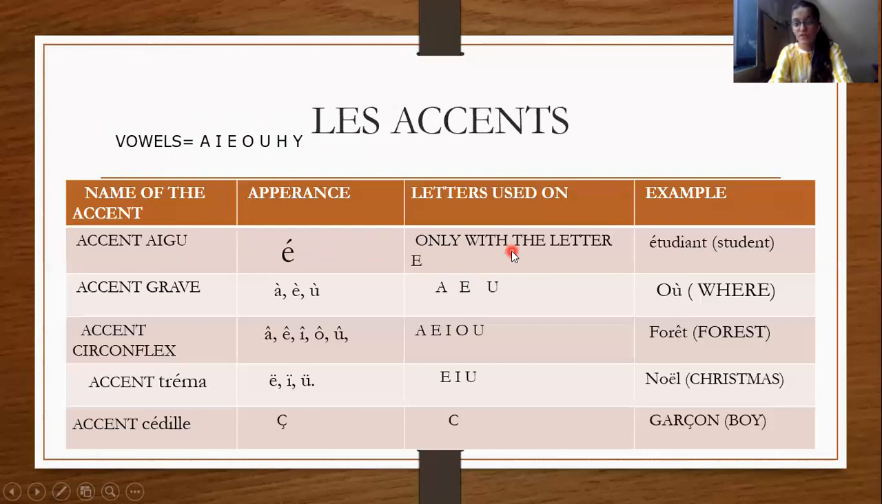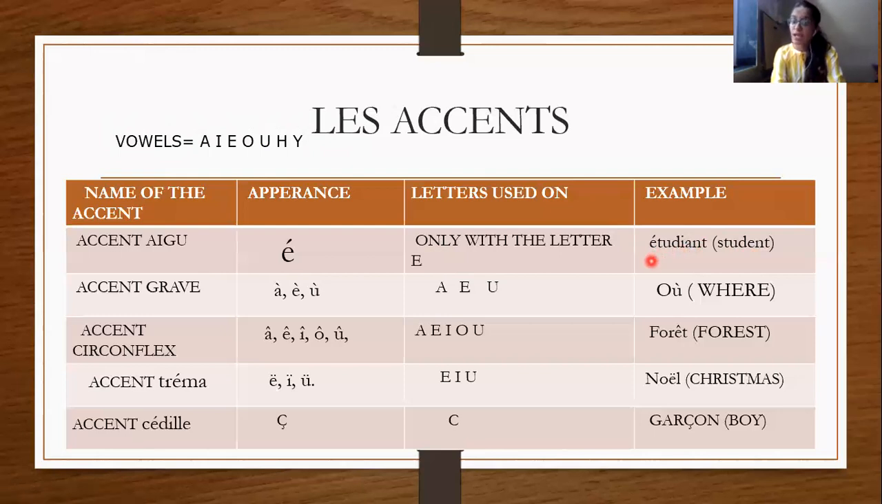The pronunciation of this accent, for example, I'll just give you one simple example. In Hindi, when we use the e ki matra, the e ki matra in French is accent aigu. So it's like étudiant, which means a student. As I told you, T is silent. As I have already mentioned before, the last letter in French is always silent. Étudiant, which means a student.